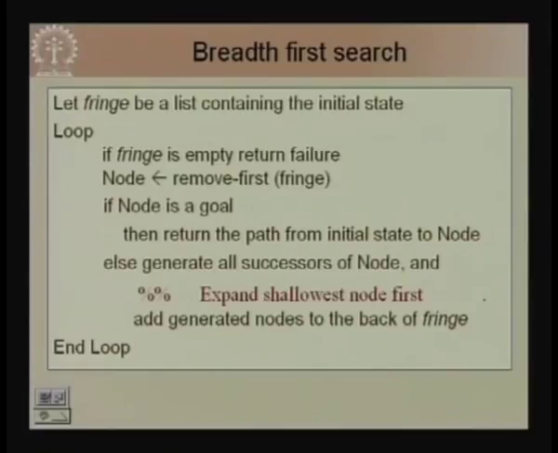So, the strategy in breadth first search is to expand the shallowest node first. In order to achieve this, the merging of successors into fringe will take place like this. We will add the generated nodes to the back of fringe. Fringe is a list of nodes which are waiting to be expanded. The new nodes which are generated will be put at the back of fringe, and we will see that this strategy results in the expansion of the shallowest nodes earlier than the deeper node.